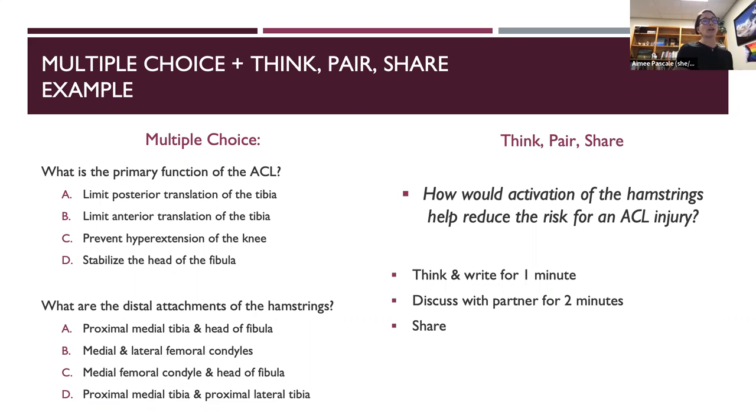And then for the think, pair, share, right? After we've gone over that, I've also identified what the correct answer is and helped students understand why. Go on to the think, pair, share. How would activation of the hamstrings help reduce the risk of an ACL injury? Okay, so then have them think about that for about a minute, give them about 2 minutes to discuss with a partner, and then share out.